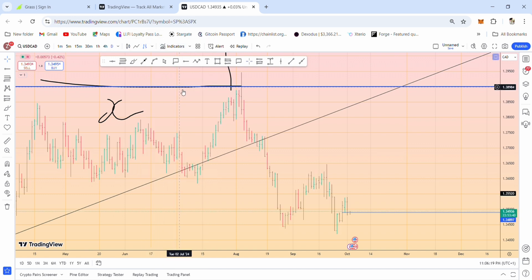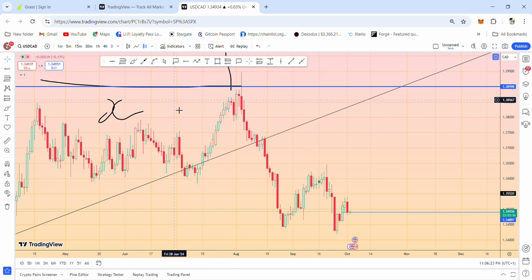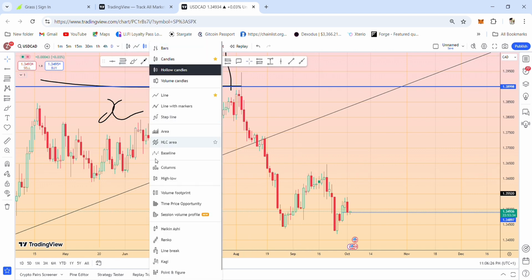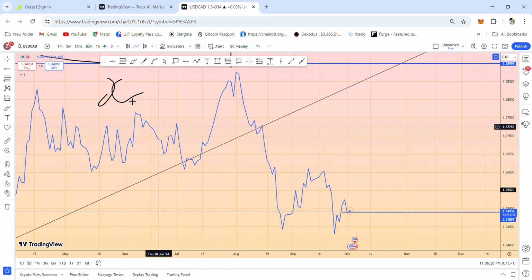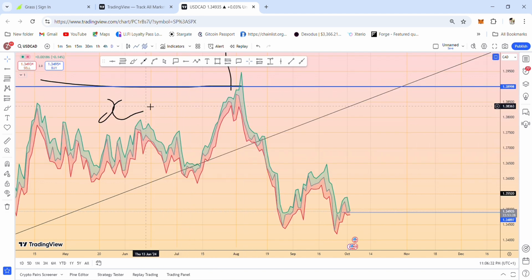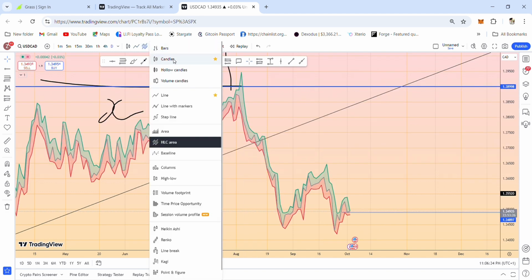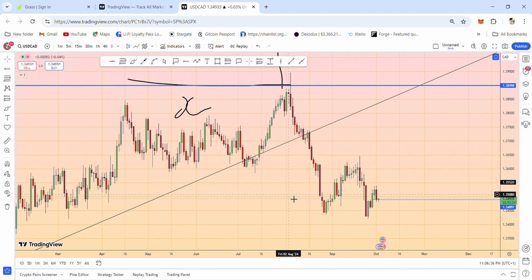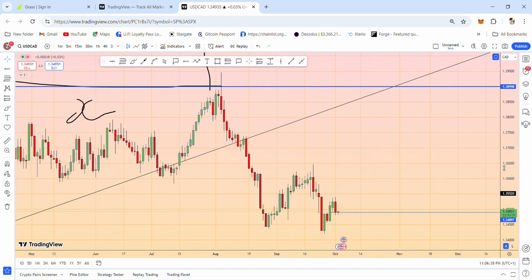Now we also have the types of charts here. We have the bar chart. If you put the Heikin Ashi candle, it's like this. If you put the line chart, it's like this. You can use any of these to analyze, but personally I use candlesticks because they show me the data, the time, and at which price buyers and sellers are trading.